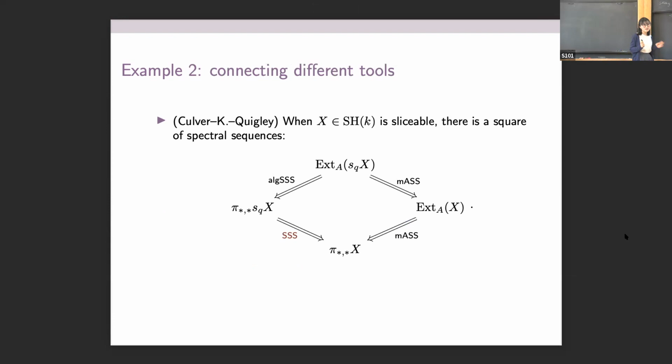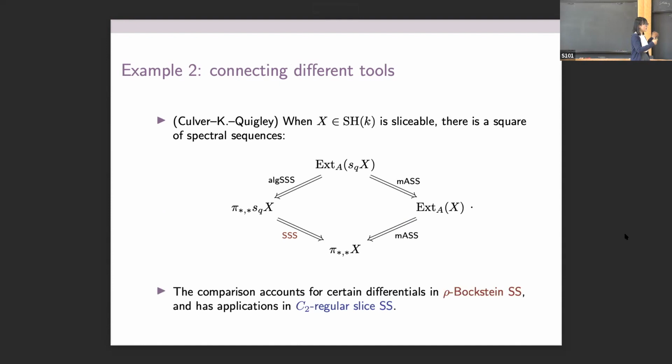Example two concerns connections of different computational tools. In work with Dominic Culver and JD Quigley, we proved that if a motivic spectrum satisfies some condition called sliceable, then you can build such a square of spectral sequences. And using this square, you can discuss examples of motivic spectra, and that accounts for certain differentials in the Adams spectral sequence. It also has application in the C2 slice spectral sequences.